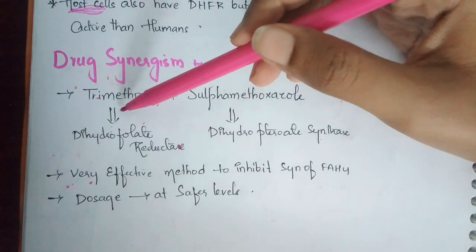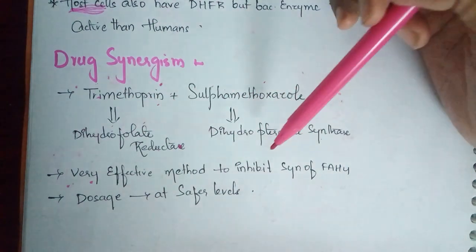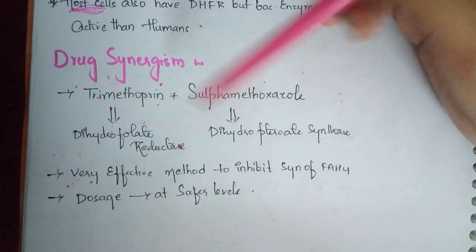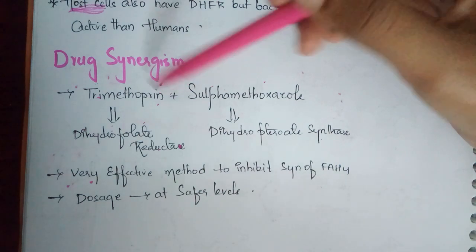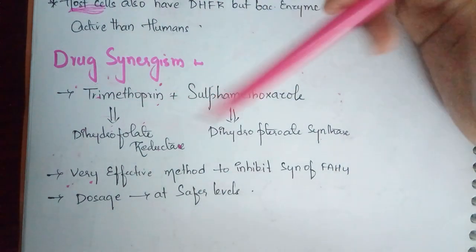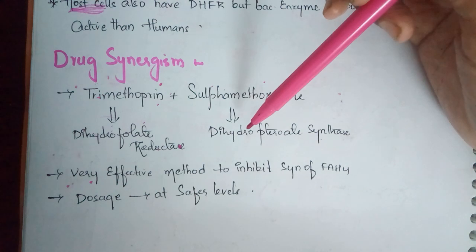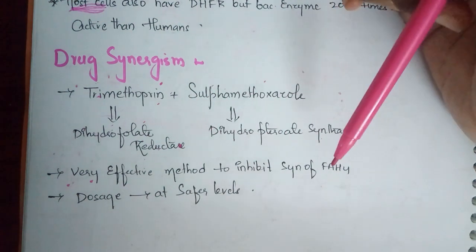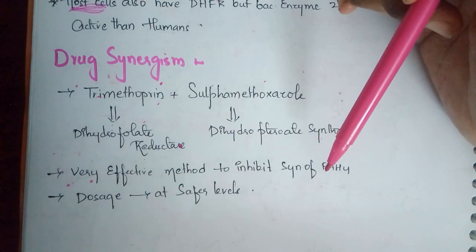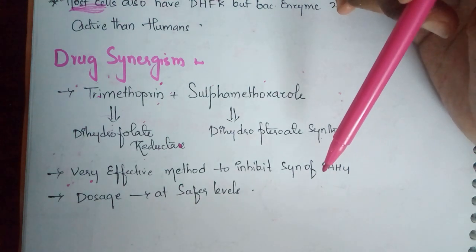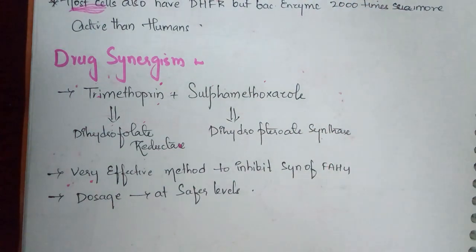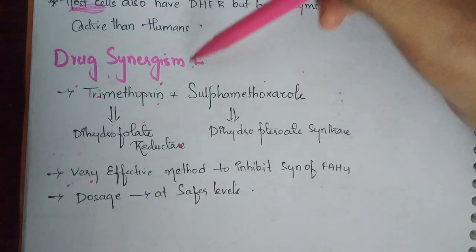Now, as these two drugs are acting on two different enzymes, the activity of this mixture will be more on the bacteria when compared to single drugs. Due to this drug synergism, we have an effective method for inhibiting the synthesis of tetrahydrofolic acid. Due to its more effect, the dosage level can be maintained at safer level. This process is known as drug synergism.